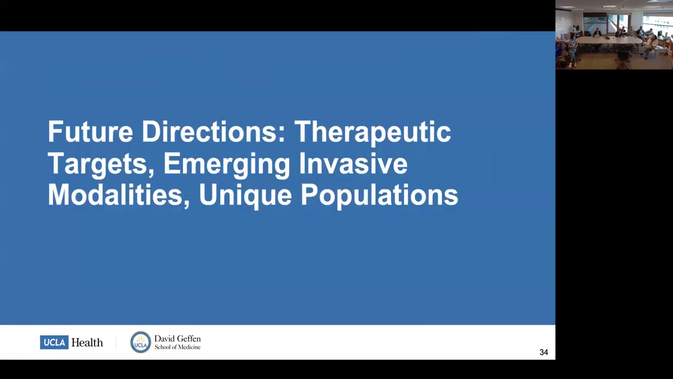So I want to shift gears now and talk about future directions in invasive assessment of CAV and CAV in general, in terms of therapeutic targets, emerging invasive modalities, and unique populations. And this will be an overview of work I've done and our group is doing currently.